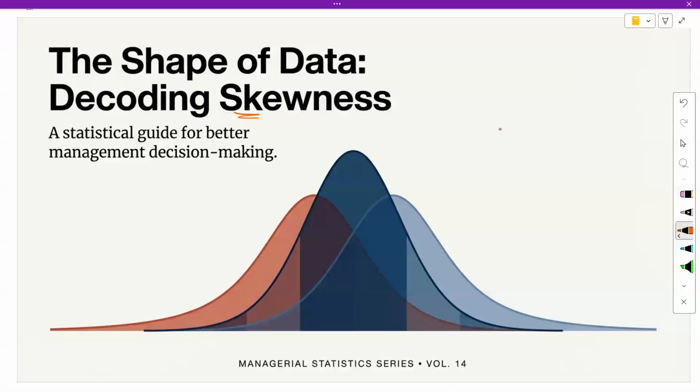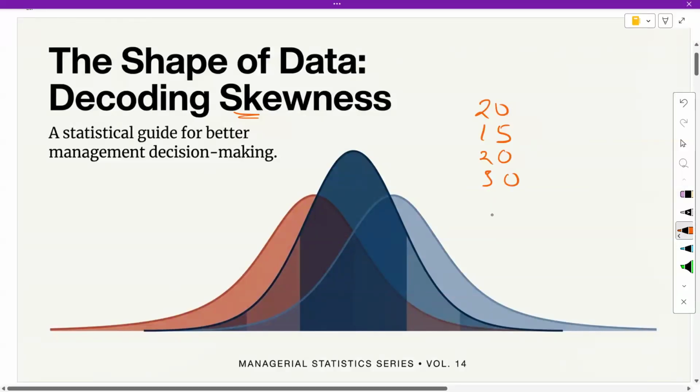For example, there are five students in a group. Let's say we take their marks. The first student's marks is 20. Second student's marks is 15. And third student's marks, say, 20. And another student, 30. Another student's 90 marks, right? And based on this, can you tell me what is the average marks of the students?